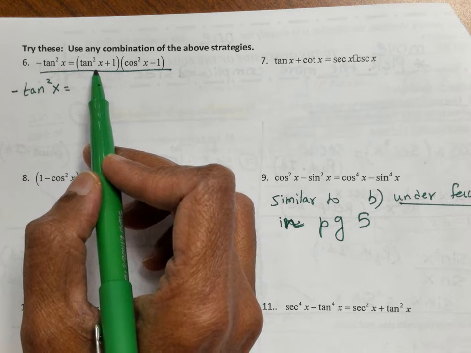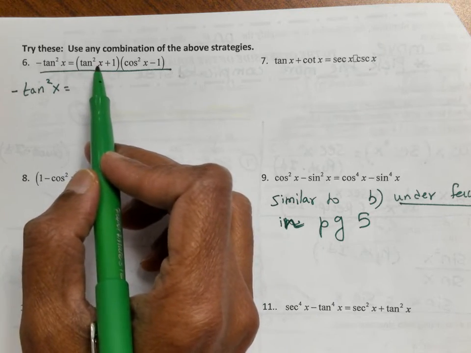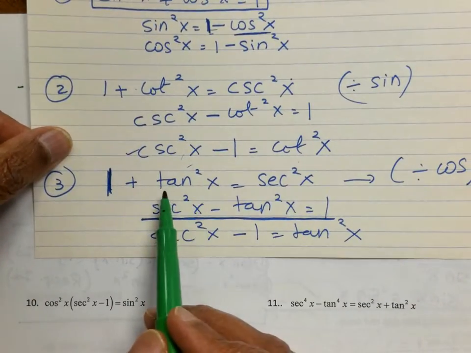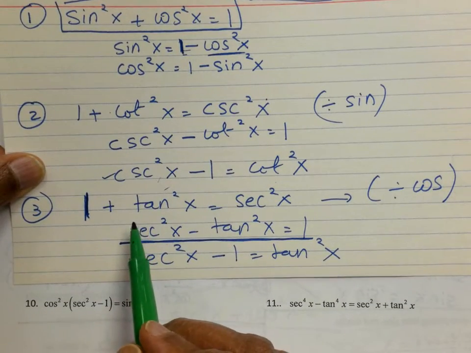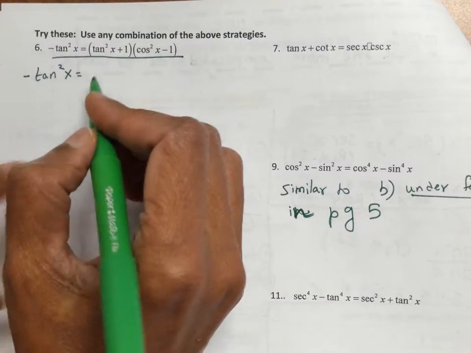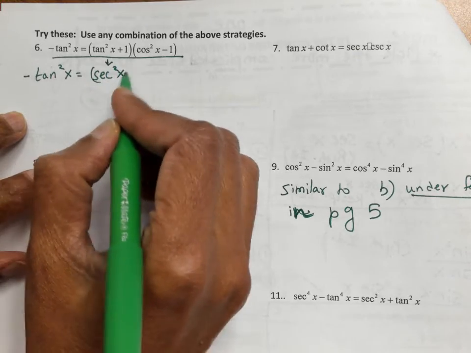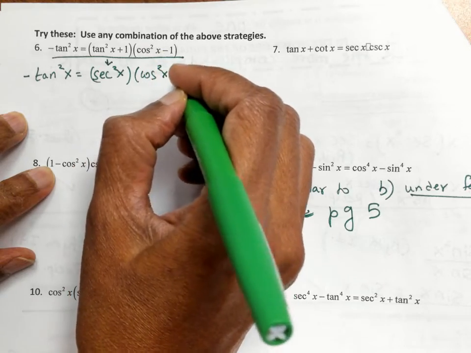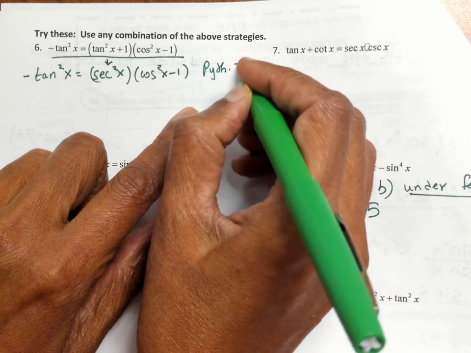I want you guys to look at the Pythagorean ID and see if I can replace this with some 1. I like to write it down so I can quickly look at it. So I do have 1 plus tan square x equals secant square x, so I'm going to replace this with secant square x, and I'm going to leave this for now as cosine square x minus 1. And the strategy I used, the reasoning, was Pythagorean ID.